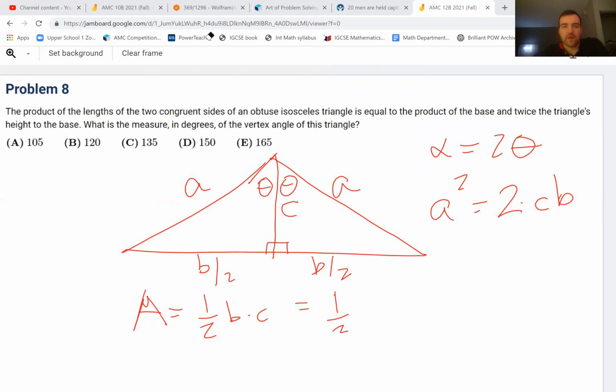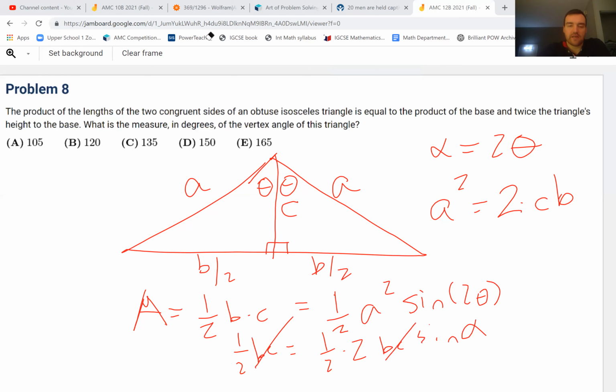So in this case, it would be 1/2 A times A sine 2 theta, right? Remember, A squared is equal to 2BC. So that means 1/2 BC is equal to 1/2 times 2BC sine alpha, right? So if we cancel out BC, and cancel out the 1/2s, essentially what we're left with is sine of alpha is equal to 1/2. And alpha is basically the answer we're looking for.